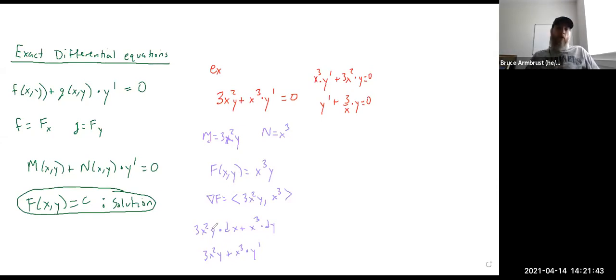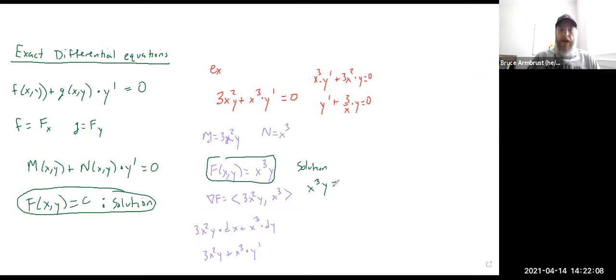So in order to solve an exact differential equation, all you've got to do is figure out what function it was whose gradient was taken to give this form, and you set it equal to 0. So think about this. We found that f of x was x cubed y. So that tells me that the solution is x cubed y equals some constant. That's the solution to this differential equation.